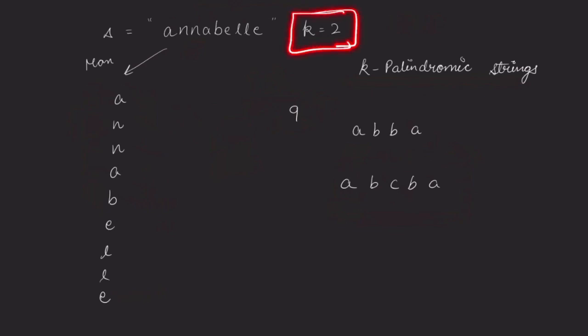So if in any case this k is greater than 9, then your answer is going to be false, because we don't have that many characters. So there is one condition which you can put, that if k is greater than the length of the string s, then you can directly return false.